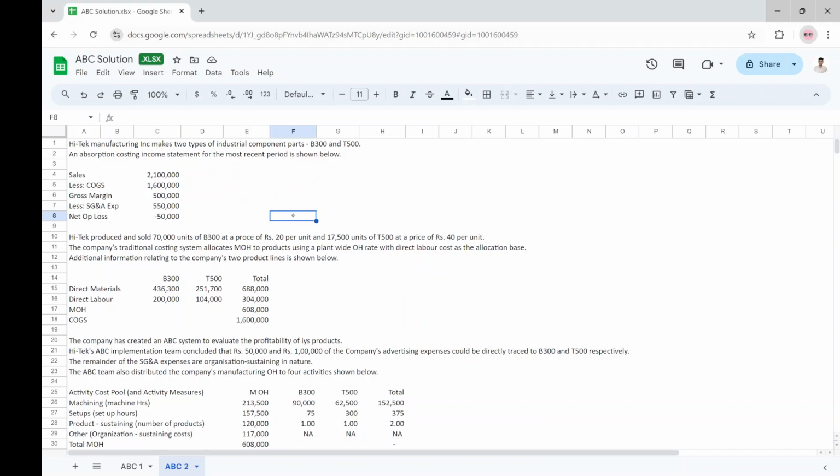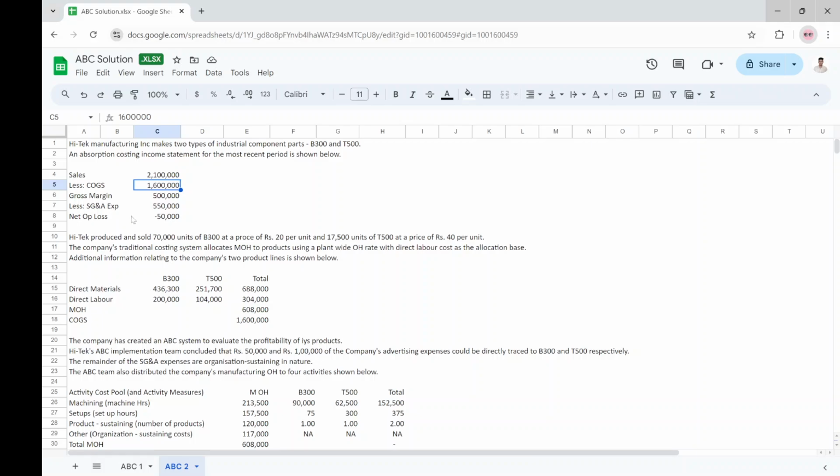So I'll just show it. The question is, we have provided this, then these things. Here overhead is given as 0 and the total cost is this much, and it is also concluded that 50,000 and 1 lakh of the company's advertising expense could be directly traced to B300, trivial and defensible. Now advertising comes under ACNA. It will come next.